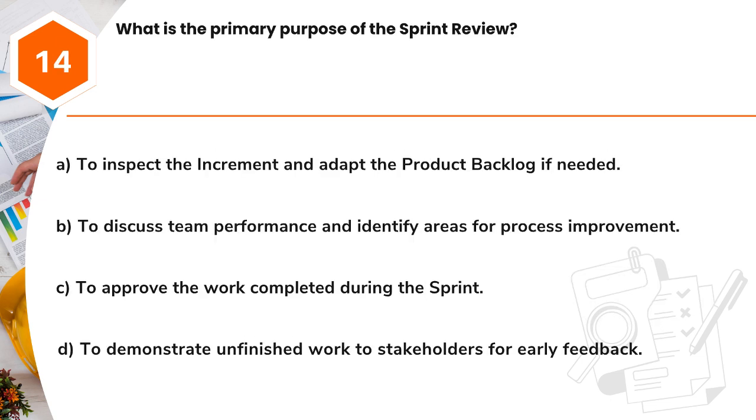Question 14. What is the primary purpose of the sprint review? A. To inspect the increment and adapt the product backlog if needed. B. To discuss team performance and identify areas for process improvement. C. To approve the work completed during the sprint. D. To demonstrate unfinished work to stakeholders for early feedback.